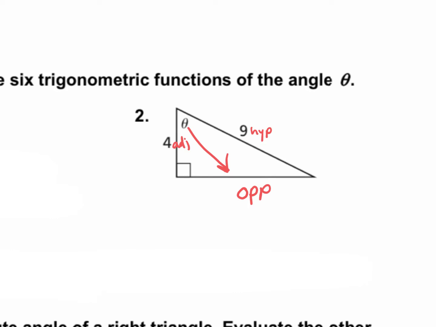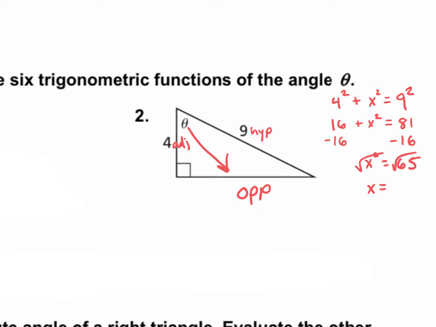The Pythagorean Theorem. So 4 squared plus, we can call it x squared because we don't know what it is, equal to our hypotenuse squared, which is 9. 4 squared is 16. Plus x squared is equal to 81. Subtract 16 on both sides. So we get x squared is equal to 65. How do we find what just x is? Square root. So we get the square root of 65.